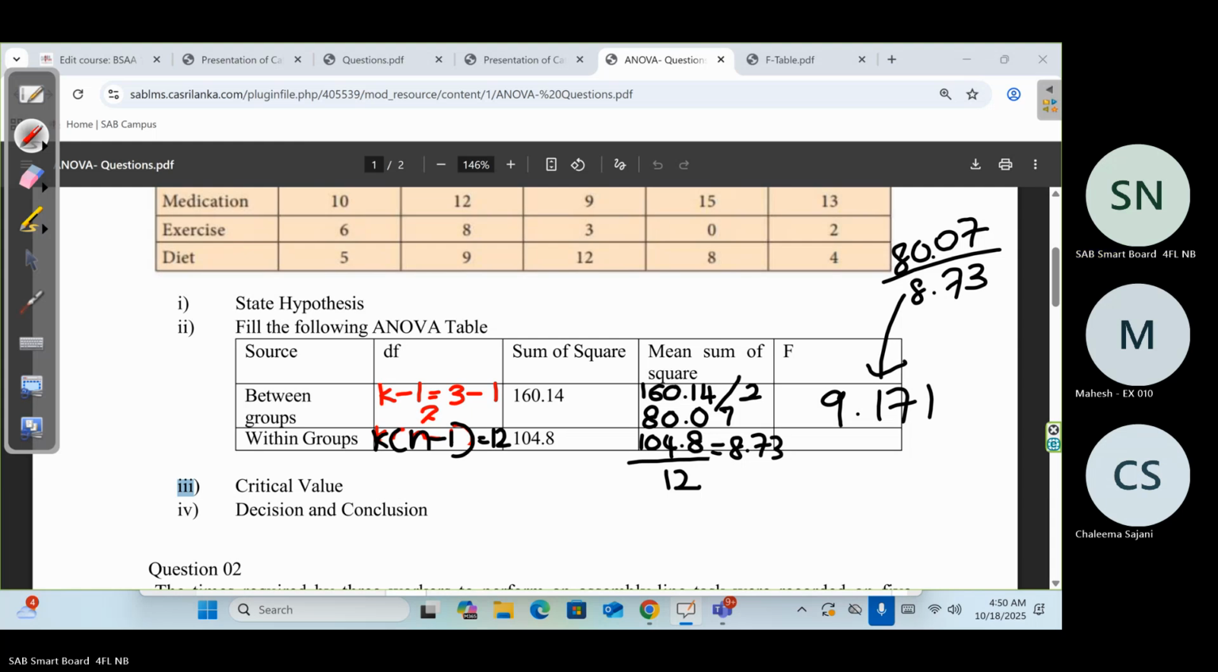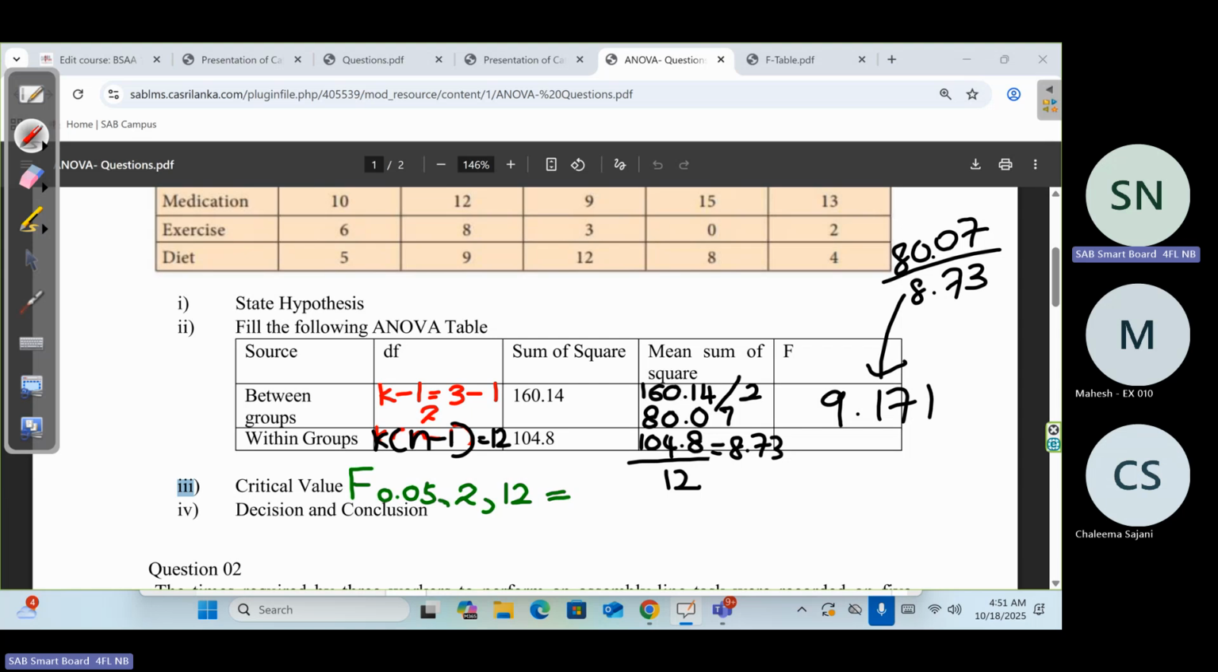Right. Answers are wrong. The next step is what? Question asks what? Find the critical value. Then here, how do we find the critical value? If 5%, okay, then here 2 is the degree of freedom, here 12. Then tell me what is the critical value in here?